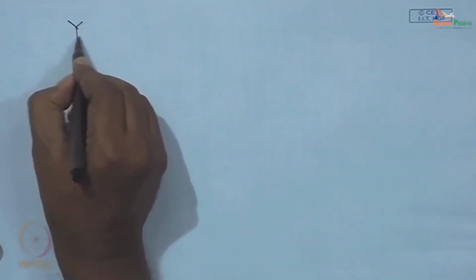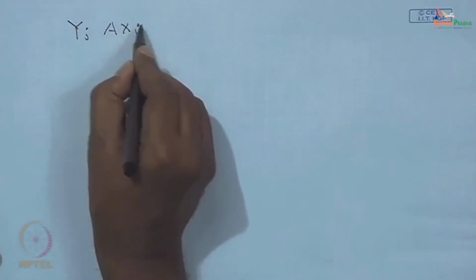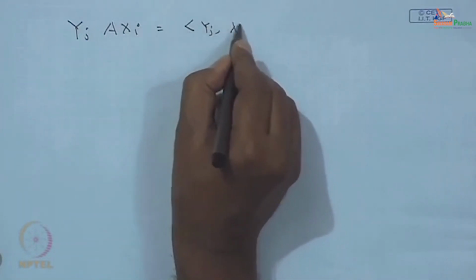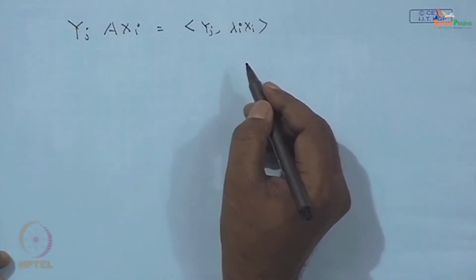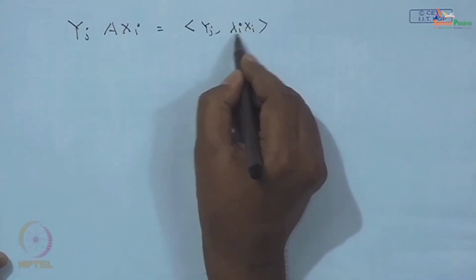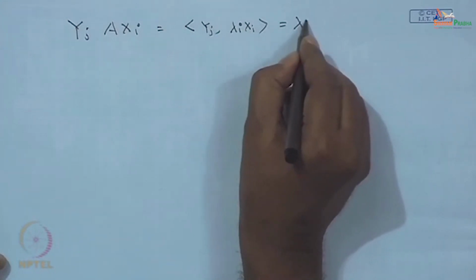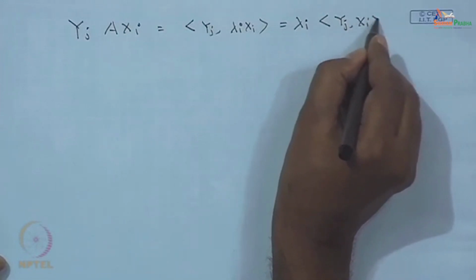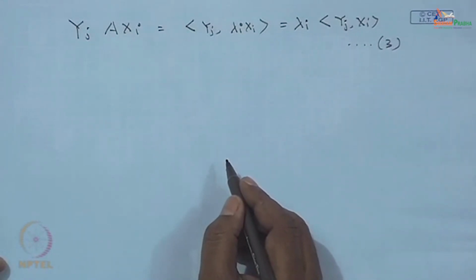So, we will be writing y_j transpose multiplied by A x_i is equal to the inner product of y_j and lambda_i x_i. Now, we have already looked into the property of the inner product: since lambda_i, being an eigenvalue, is a scalar, this scalar will come out of the inner product sign, and it will be lambda_i times the inner product of y_j and x_i. So, this is equation number 3.